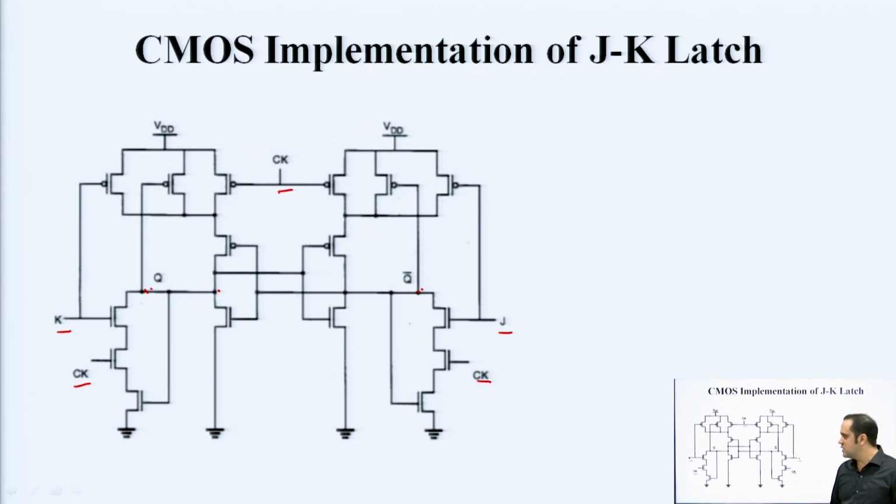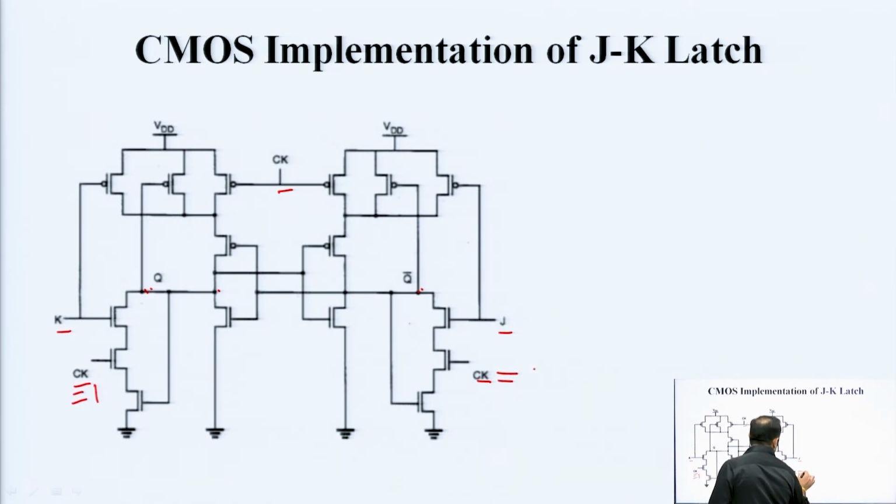So in this case suppose clock is triggered. If clock is 1, this NMOS is on, this NMOS is on. Both are on here.